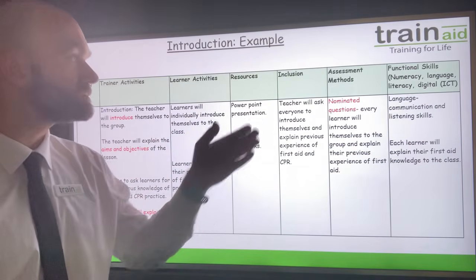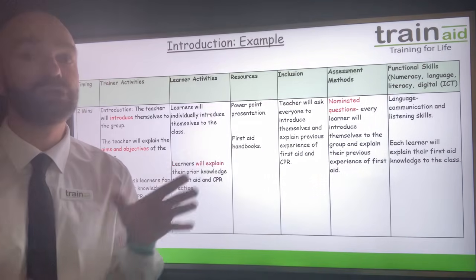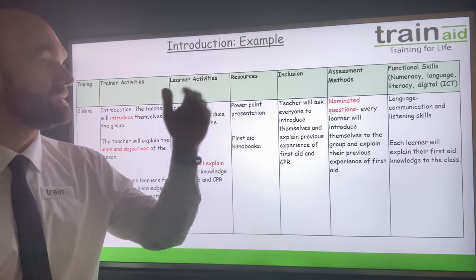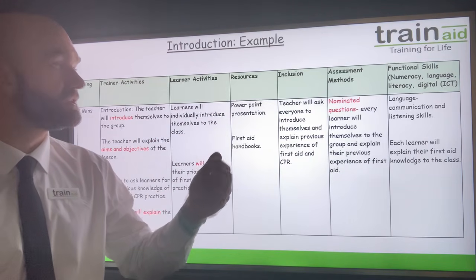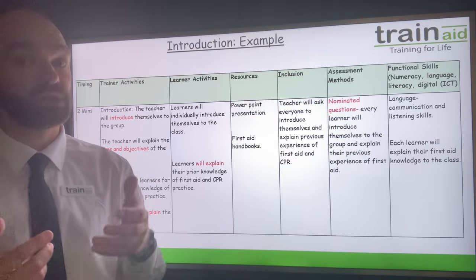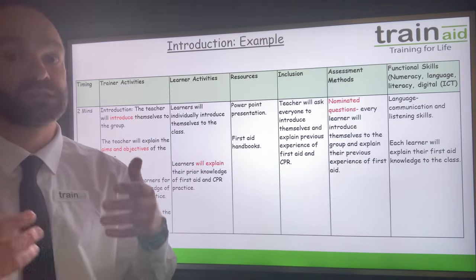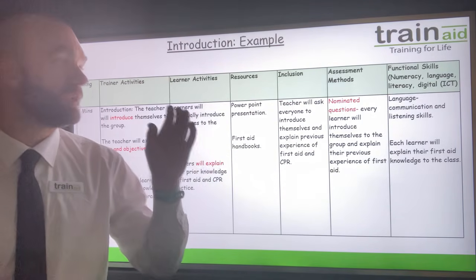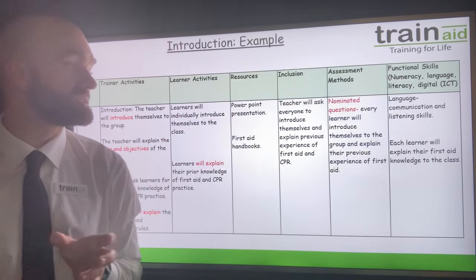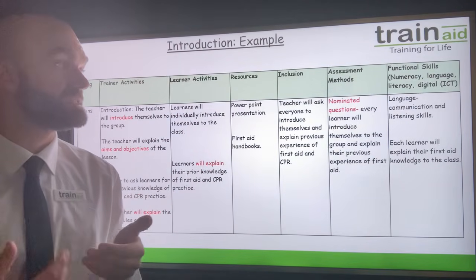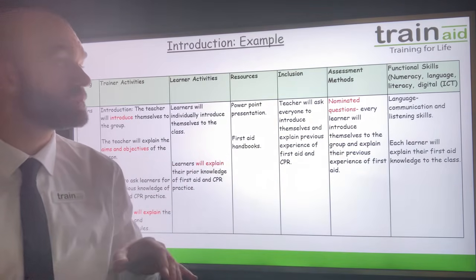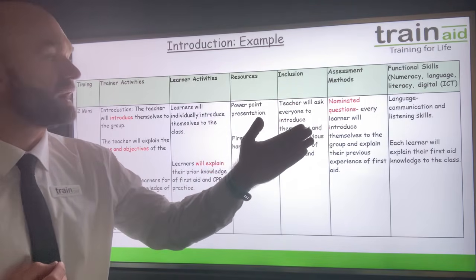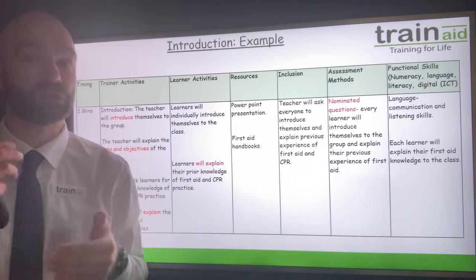and we also have first aid handbooks, which we are going to give to each individual learner. We have inclusion, and that inclusion column is all about how you as a teacher are going to keep everyone involved within the lesson. You could have questions, whether they are individual or nominated. They could be open questions as well. So everyone is included because everyone will introduce themselves and explain their previous experience of first aid and CPR. We have assessment methods as well. This is making sure that you're asking questions at every stage of your micro teach, and you're also getting your learners involved.